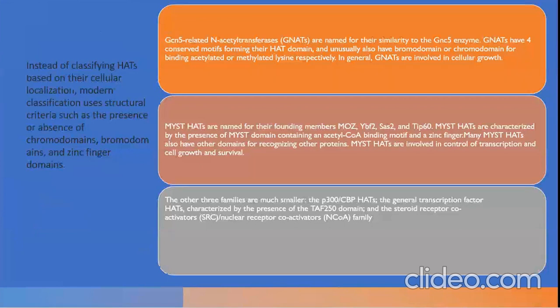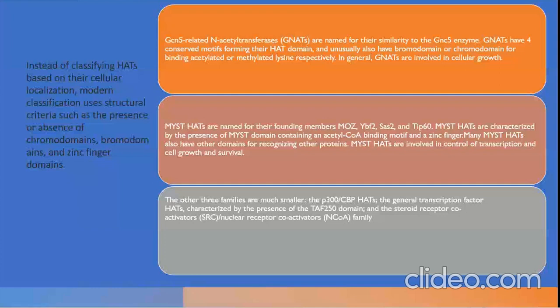Now coming to the classification, the first family, the GNAT acetyltransferases, are named for their similarity with the GCN5 enzyme of yeast, and they have a bromodomain and chromodomain present in them. The bromodomain has a specific binding affinity towards acetylated lysine. On the other hand, the chromodomain has a binding affinity towards methylated lysine. In general, GNATs are involved in cellular growth.